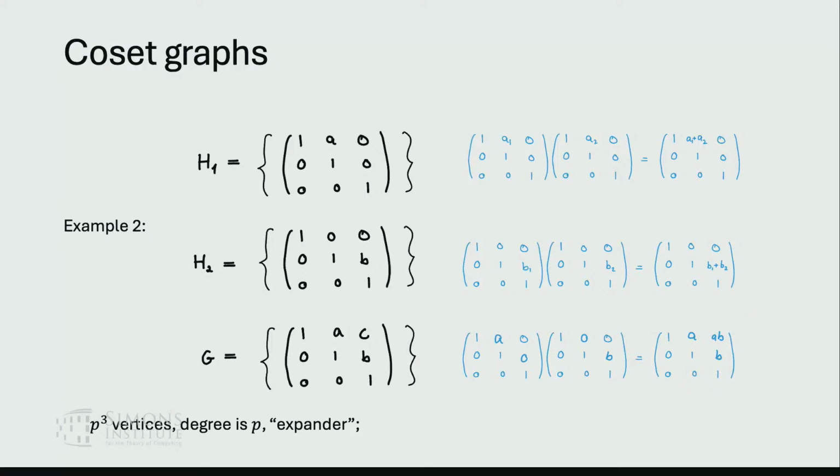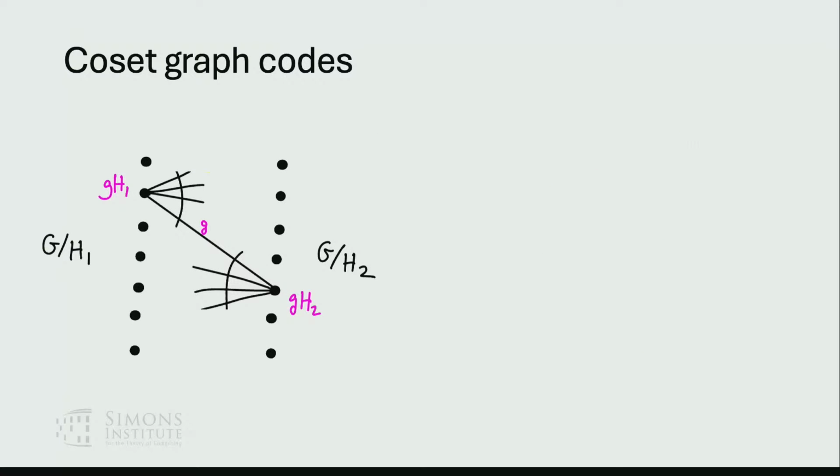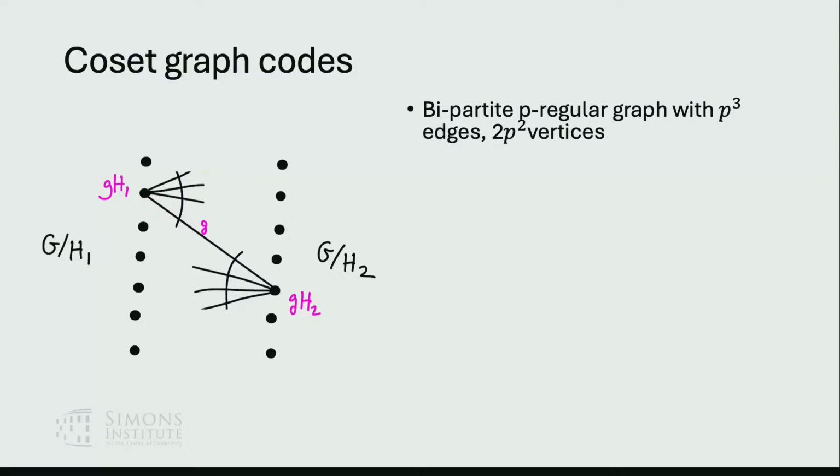So now what does the coset graph look like? So this is wrong, actually. Is it wrong? It's P3 edges. Okay, ignore it. Okay. So this is a picture. What does the coset graph look like? You have the cosets of H1 on one side and the cosets of H2 on the other side. And you're going to have an edge for every element of the group. Now, the group, remember, was matrices with 3 non-zero entries. So the group had size P cubed. So we're going to have P cubed edges here. What we got is a bipartite graph with P cubed edges.